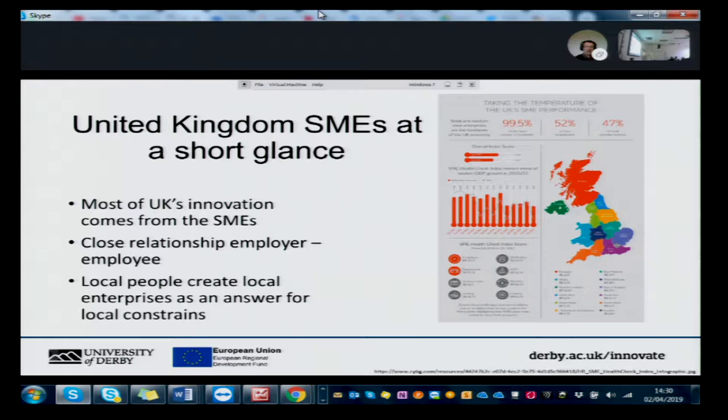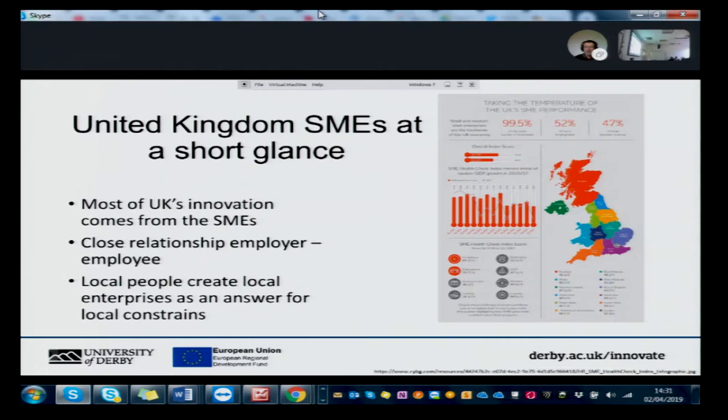And usually, if we are talking about SMEs, we are talking also about a very close relationship between worker and the company owner. They very often know each other on a face-to-face basis, enjoy their life together, maybe they are neighbors. What is important in case of SMEs is that these are always local people creating local enterprises and they're answering local needs. What exactly is available on the spot, what exactly is needed on the spot.